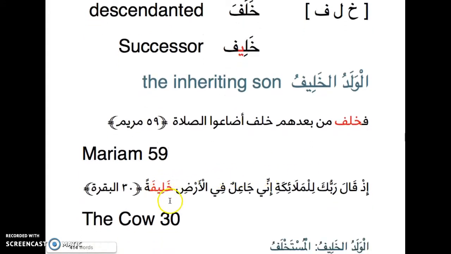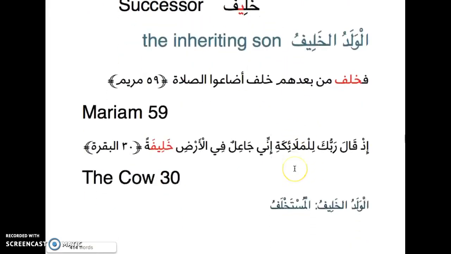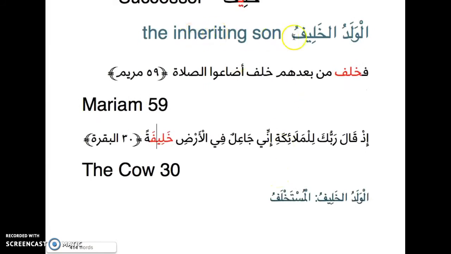And when we see khalif, there's another letter added to it that deals with something else that we will deal with later. For now, we will just focus on the red part, and the other part is for another time. إذ قال ربك للملائكة إني جاعل في الأرض خليفة. And we dealt with جاعل before in another lesson, if you remember. And now we're dealing with Khalif. As we've mentioned, a successor or a descendant in the attribute form. It's actually a definition like this, the sentence I got from the dictionary, and it means the one that inherits, al-walad al-khalif, the inheriting son.